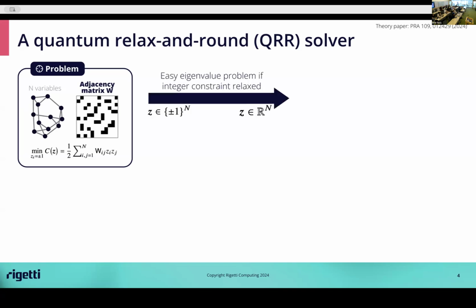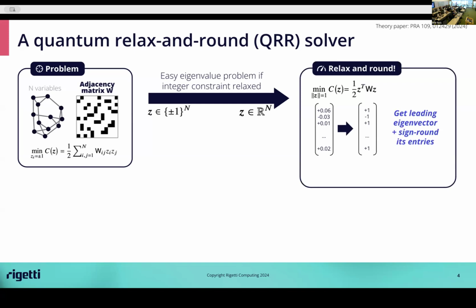A reason why the optimization problem is difficult is because it's defined over these discrete variables, which take only values plus minus 1. If we relax that constraint and say, well, the Z variables can now be any real numbers, well, the problem becomes super easy, because your objective function is just an eigenvalue problem. And to solve it, you just need to find the leading eigenvector of your adjacency matrix W. And we know how to do that efficiently.